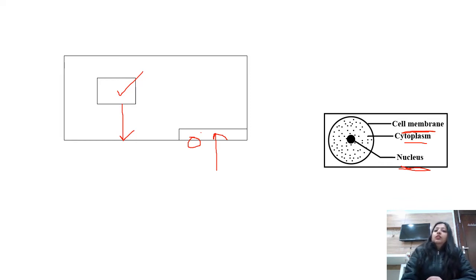So we have three things in our cell: the cell membrane, which is acting as the gatekeeper, which allows only the selective molecules to pass through it; the cytoplasm, anything which is outside the nucleus and inside the cell membrane; and the nucleus, which is like a school principal, which directs the proper functioning of the cell.